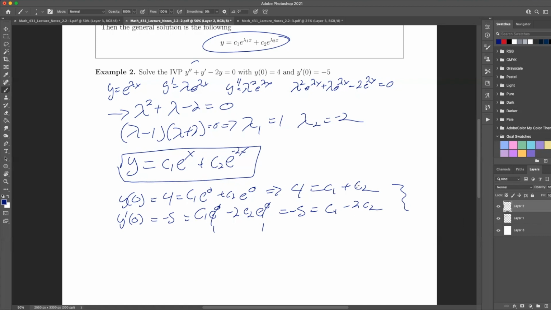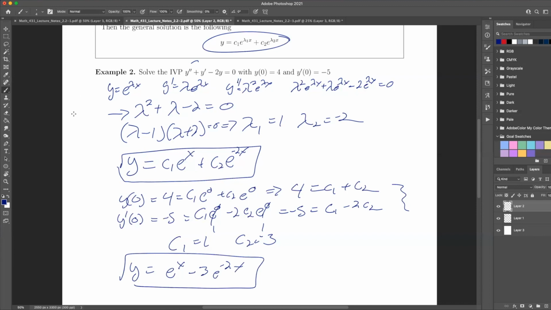So we just solve it using a system of equations. We're going to get c1 equal to 1 and c2 equal to 3. We can just check that real quick. 1 plus 3 is 4. 1 minus 6 is negative 5, so that works. And so here we have our particular solution of e to the x minus 3 e to the minus 2x. Okay, and that's our particular solution.